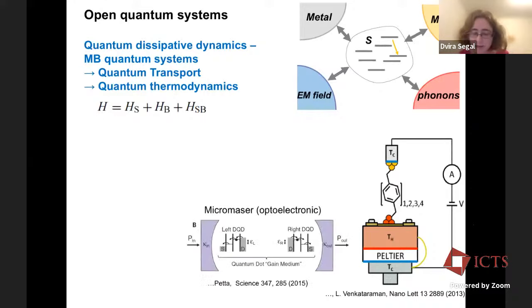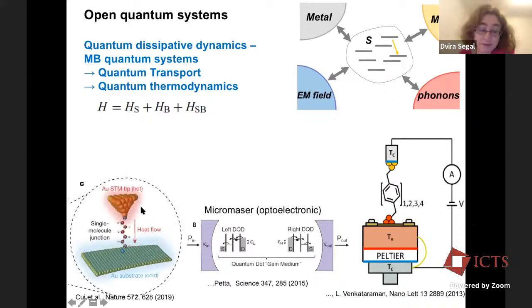There are other nice experiments in optoelectronics where now the quantum system would be in the form of a quantum dot, and the environment could be, besides the fermionic leads here, the source and drain, also the radiation, the electromagnetic field. And there are other experiments, also in the context of single molecules, about vibrational heat flow. So again, the quantum system would be the collection of vibrational levels of the system.